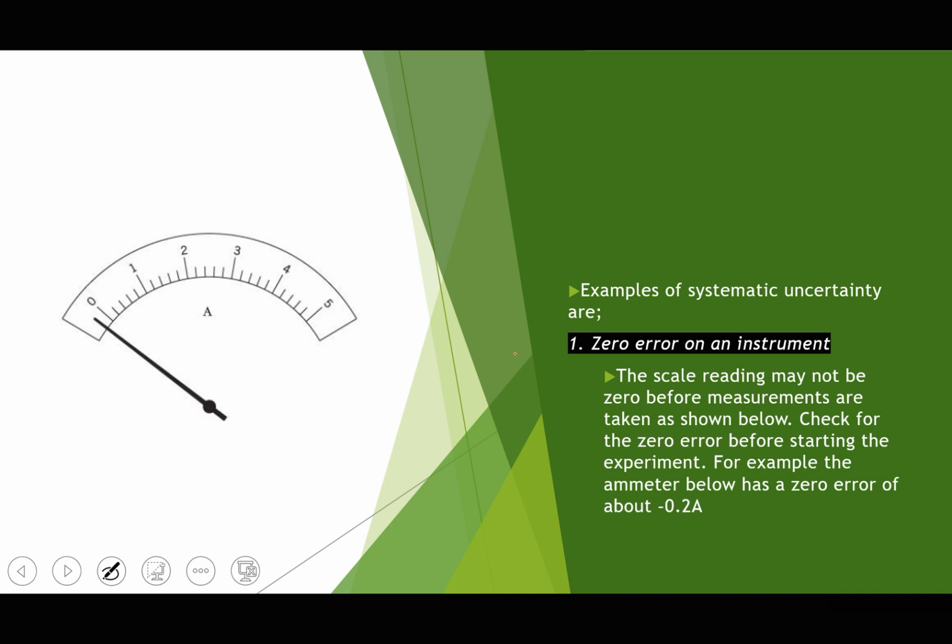Look at the illustration here. Let's assume before the instrument is being used, the pointer is actually below zero. It means every time I take a measurement using this instrument, the reading will be less than the actual value. So this is what we call a zero error. The instrument is giving a reading before it is being used. Therefore, before using an instrument, always check for the zero error. We check for the zero error before starting the experiment. And if we know the zero error, we can always subtract it from every measurement that we take.